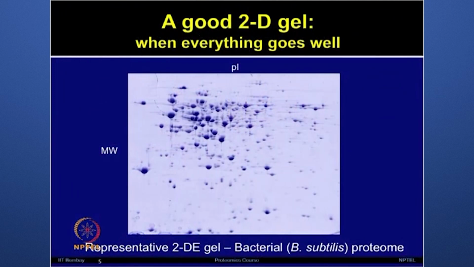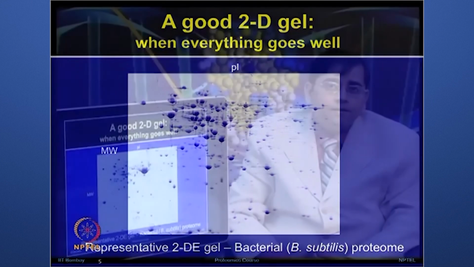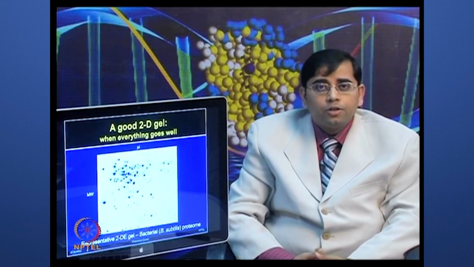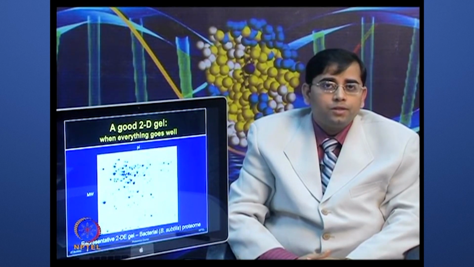Now, I am showing you another good gel obtained from a bacterial sample, B. subtilis, but often this is not the case. Many times there are different types of issues which could give rise to very bad images. These issues could be because of the sample preparation method, because of the reagents involved, because of different parameters involved in isoelectric focusing, and finally, different types of staining methods being used. So, let us talk about some of these issues step by step.